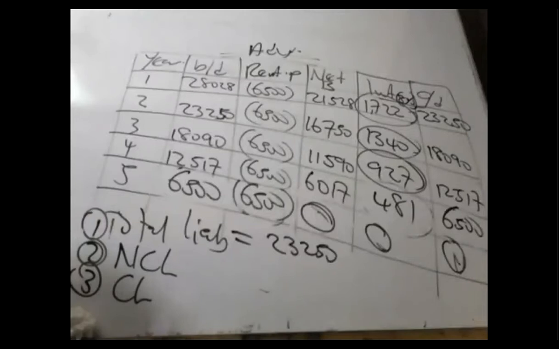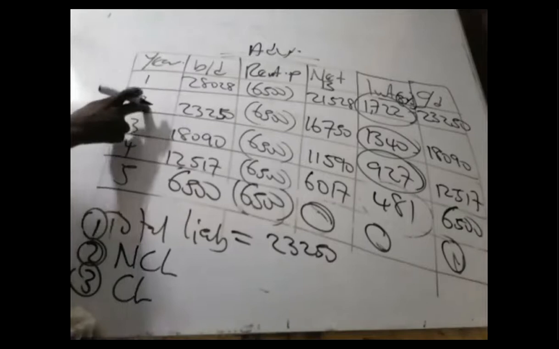Rule number one says go to the next year, the balance left after the last repayment. Use this red pen to underline it, circle the left. Good. So go to next year. I'm here, next year when? Year two. What is the balance left after the last repayment?